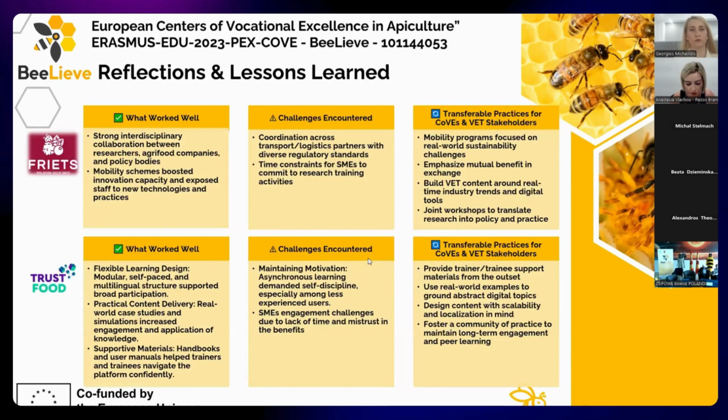So, reflecting on our experience, what we have identified in the 2 different projects that we have implemented, and I have here Fritz and Trust because these are 2 projects that are close to an end. We have a better perspective of what did happen in the implementation. So, what worked well? For the mobility project, strong interdisciplinary collaboration between researchers, agri-food companies, and policy bodies. And the mobility teams boosted our innovation capacity and exposed our staff to new technologies and practices.